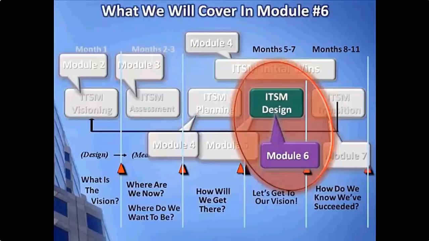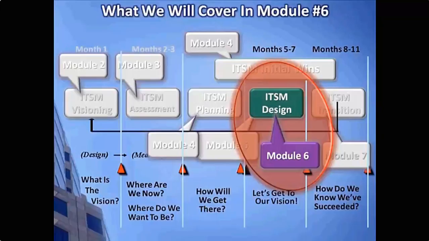Let's now take a checkpoint as to where we are in our ITIL implementation lifecycle. We have now covered 4 of the 6 work stages: ITSM visioning, ITSM assessment, ITSM planning, ITSM initial wins, and most of the ITSM design work stage at this point. Remember that our initial wins are tactical improvement efforts. The ITSM design work stage represents more strategic improvement efforts. More importantly, that's where the process design occurs.